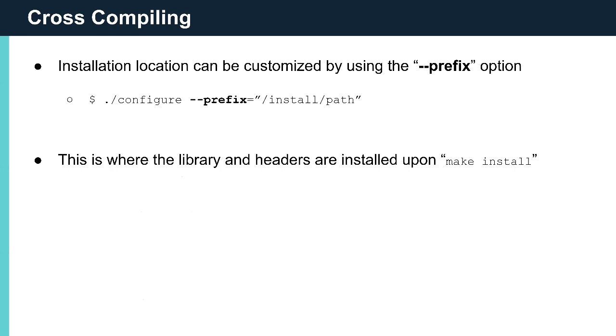If you want to control the installation location, you can use the --prefix option, where you're just giving us a path to a location that will then install the library to, and you do a make install.